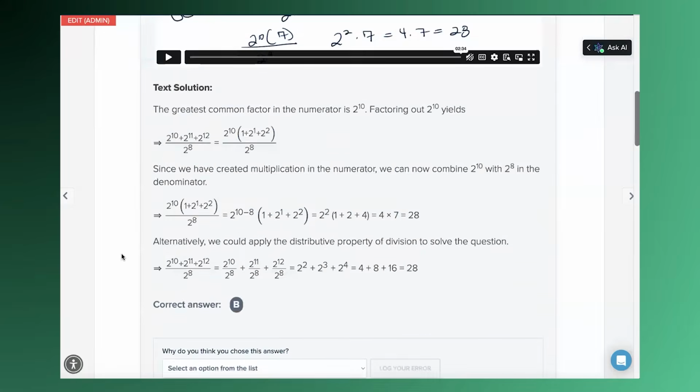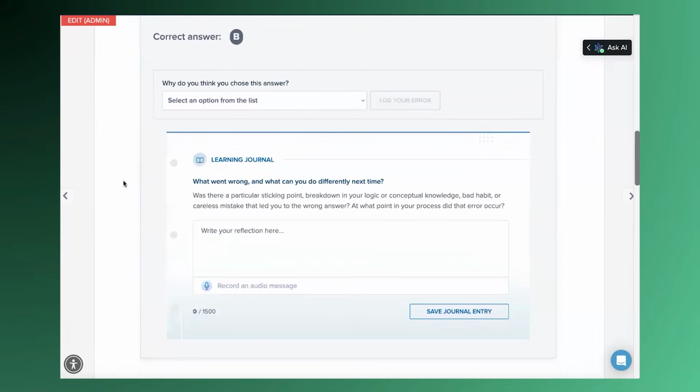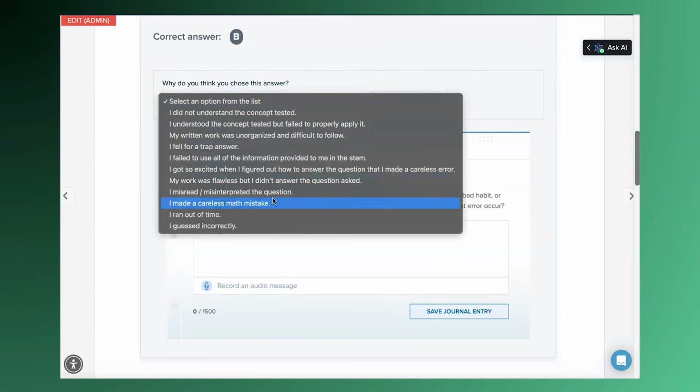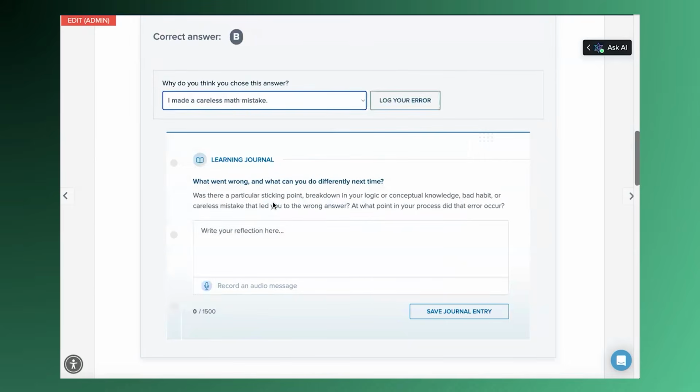Okay, at this point, I have a good understanding of my mistake, so I can start error logging. The TTP error log tool prompts me with, why do I think I chose this answer? I pick, I made a careless math mistake. This will help me later in identifying whether careless math mistakes in general are a pattern for me. But I'm not done. Now I move on to the learning journal, which is where I'll explore my questions further.